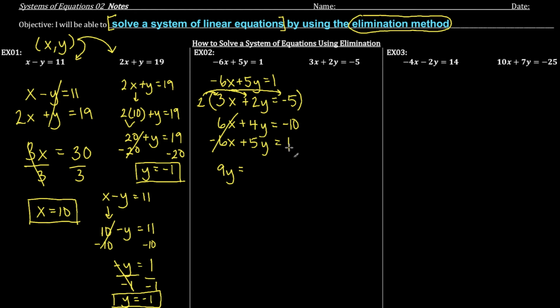Negative 10 plus 1, or 1 minus 10, is negative 9. And then I divide by 9, and I get y equals negative 1. All right, so I got my y.